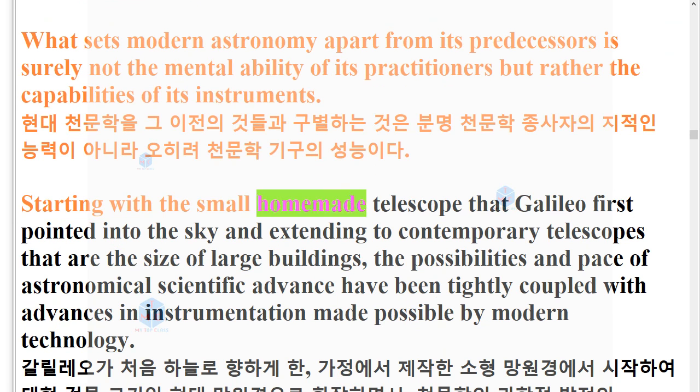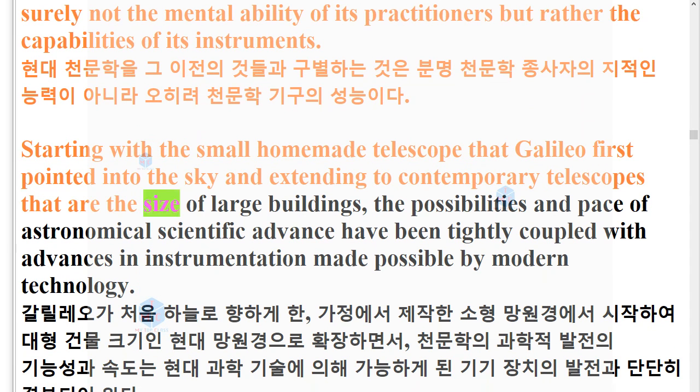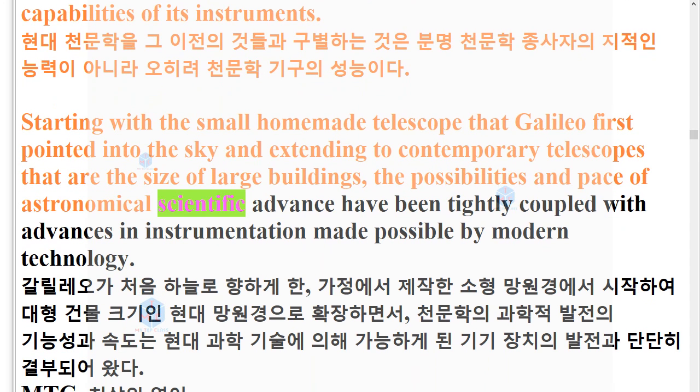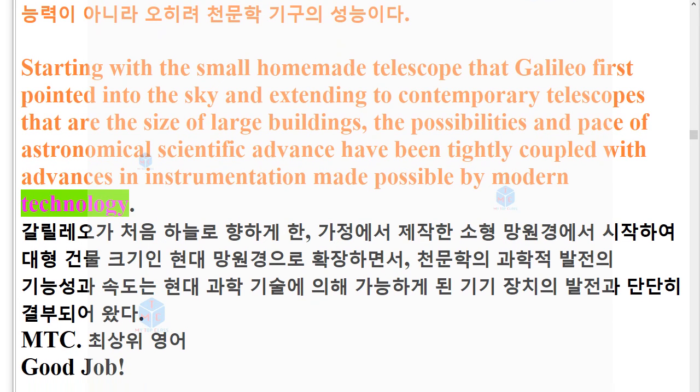Starting with the small homemade telescope that Galileo first pointed into the sky and extending to contemporary telescopes that are the size of large buildings, the possibilities and pace of astronomical scientific advance have been tightly coupled with advances in instrumentation made possible by modern technology.